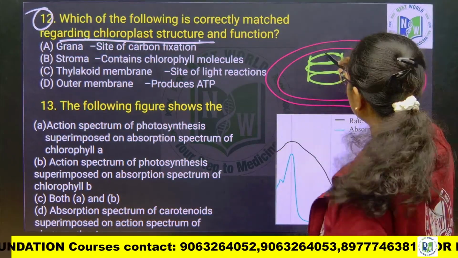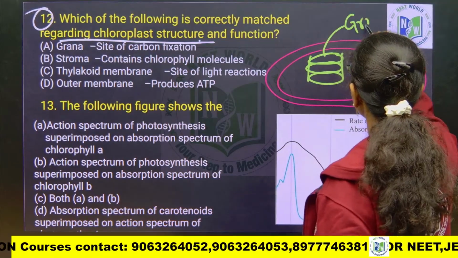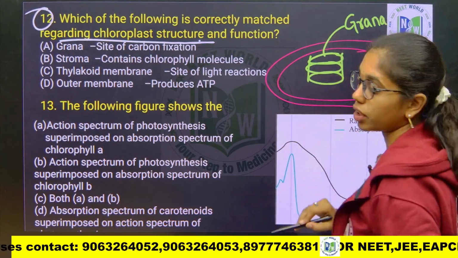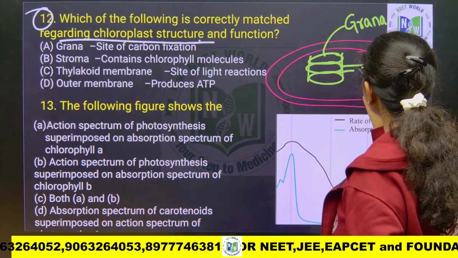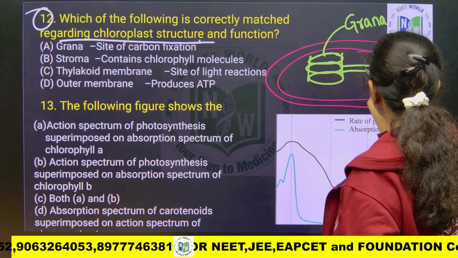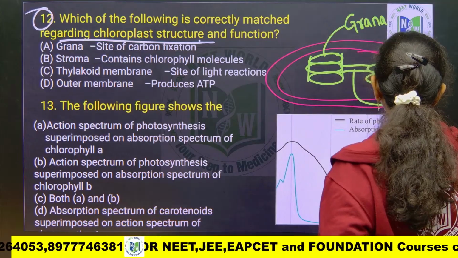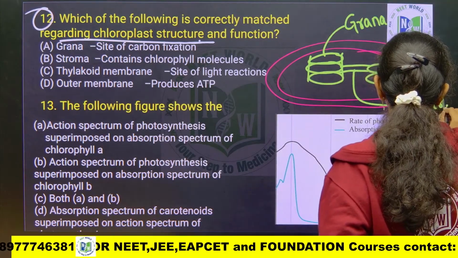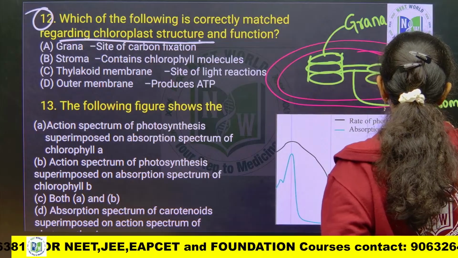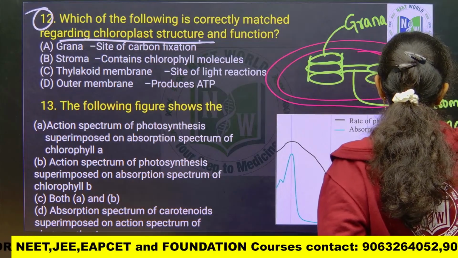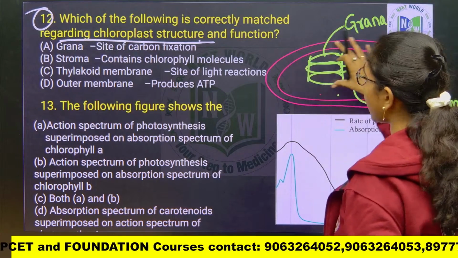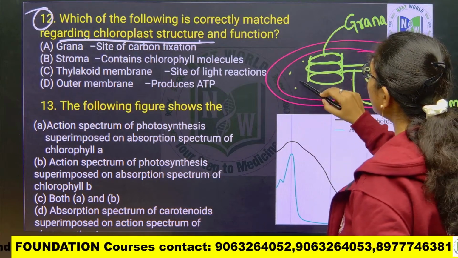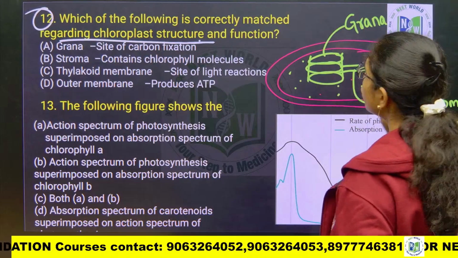Stack of these sac-like structures is called as what? Grana. Okay. Stack of the sac-like structures is called as grana. One grana is connected to other grana by stroma lamellae. Okay. One grana is connected to other grana by stroma lamellae, and outside the thylakoid lumen, the fluid filled space is called as stroma.